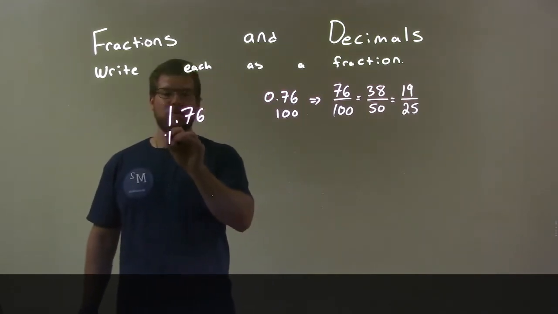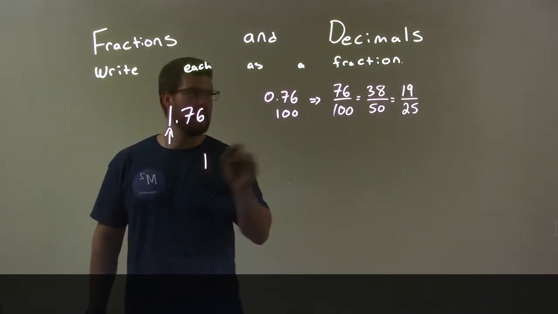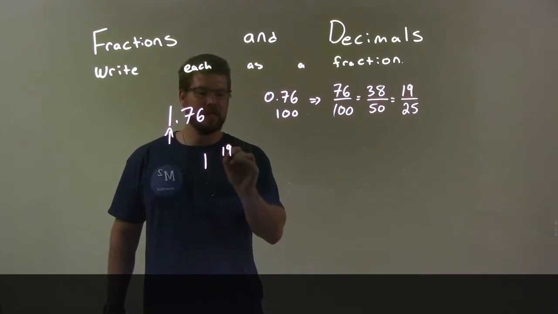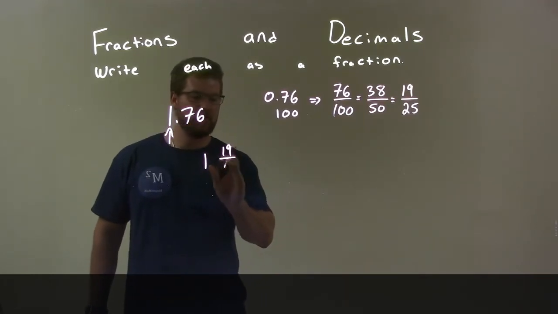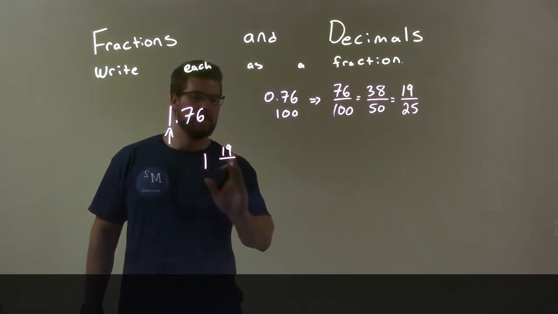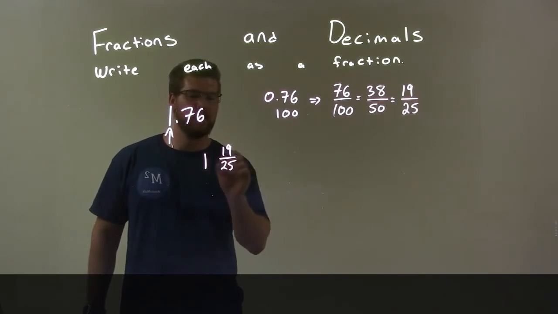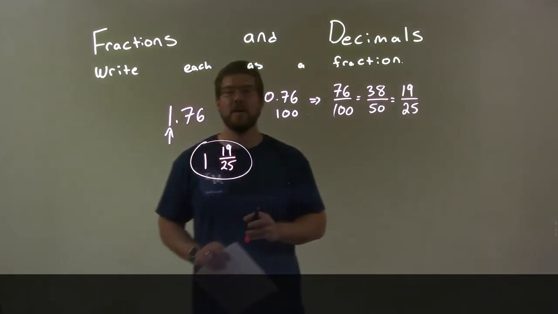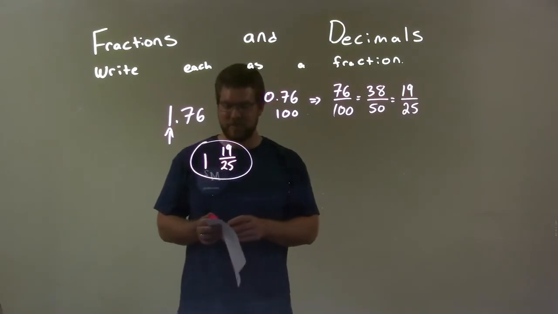So it brings this 1 in as well. So we have 1, and then here, the 19 over 25. And there we have our final fraction answer.